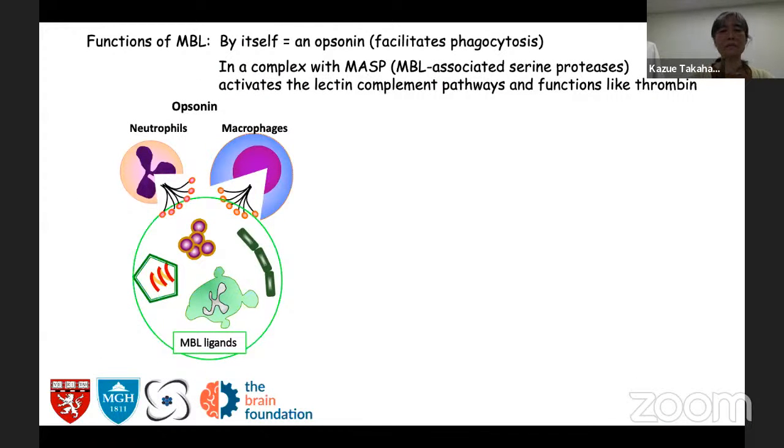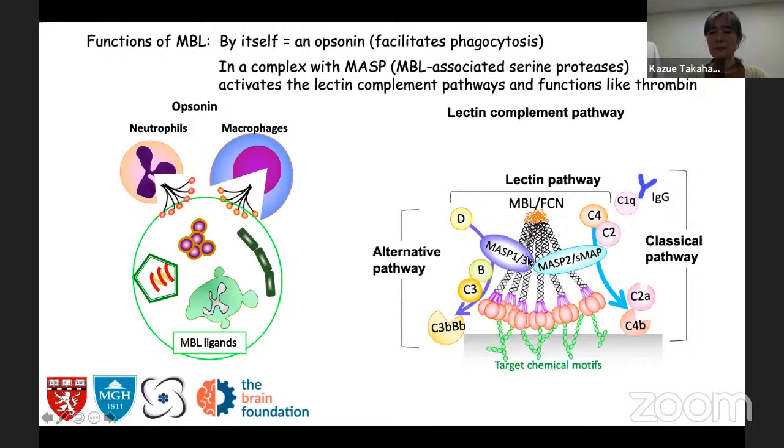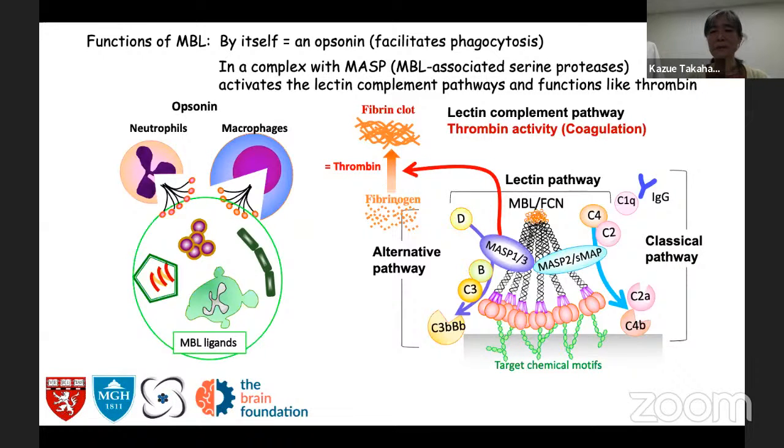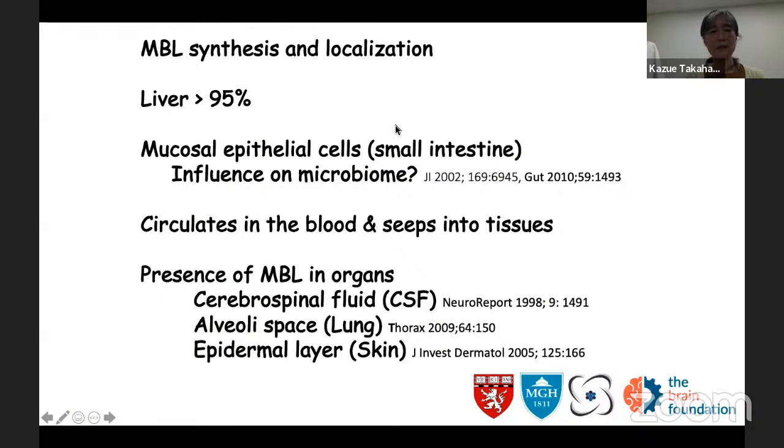As a function, by itself it can serve as an opsonin, increasing phagocytosis by neutrophils and macrophages of MBL targets. In a complex with MASP1 and MASP3, the functional MBL being a hexamer, this complex activates the lectin pathway, halfway through the alternative pathway as well as the classical pathway. Our contribution was that this MASP1-MBL complex can function like thrombin, meaning it transforms fibrinogen, the soluble form, to a fibrin clot.